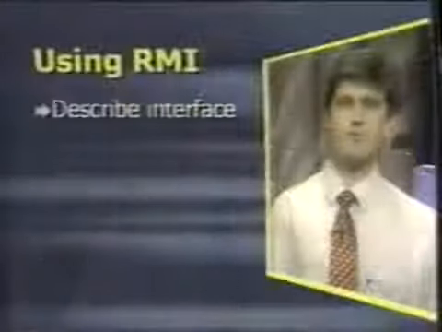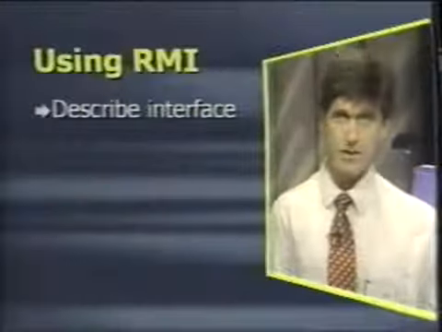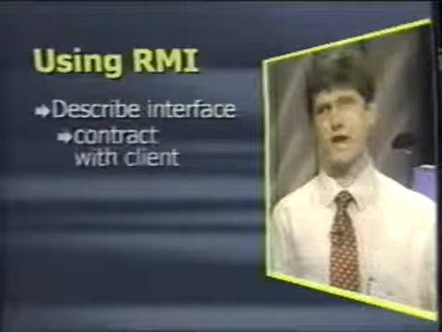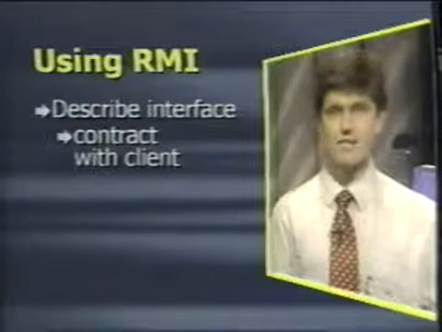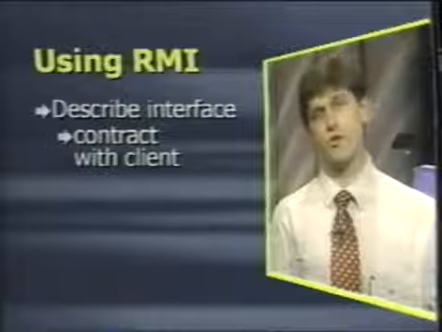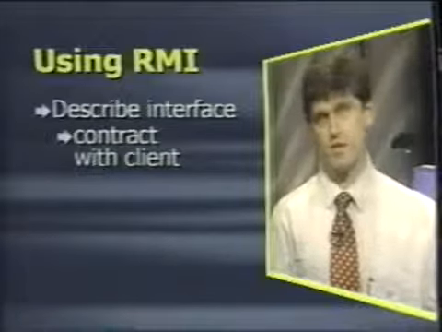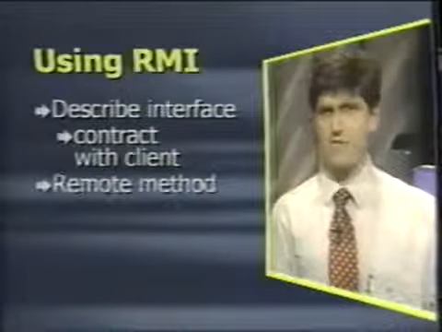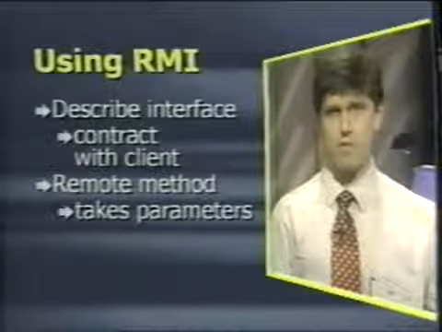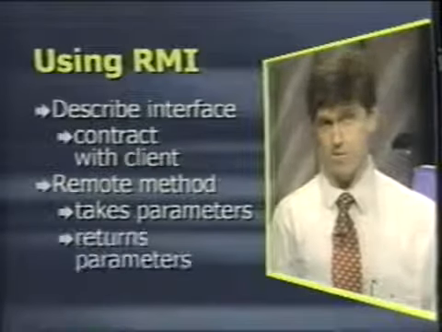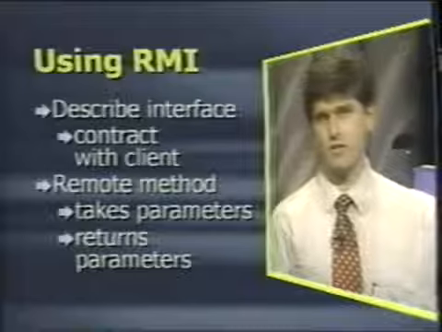Now let's take a look at the remote interfaces that make this all possible. What you need to do when using RMI is you need to describe some interface that is the contract with a client. It says exactly what the signature of this method is going to be. So you have a remote method that takes some type of parameter and returns some other type of parameter. You need to declare all of this in an interface.